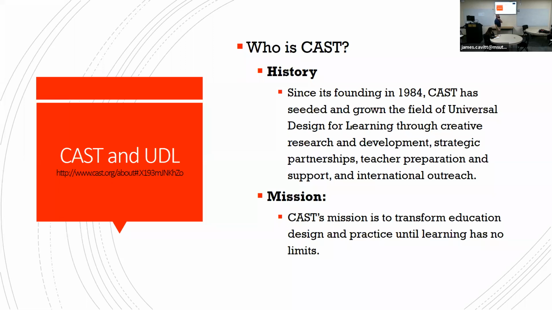So CAST was founded in 1984 when this all started. They started talking about universal design. CAST is a not-for-profit group that came out, and they provide trainings, teacher preparation, strategic partnerships, and international outreach. Their mission is to transform education design and practice into learning that has no limits. So in other words, they don't care if you have a disability or not. CAST wants you to have equal access to education and be able to learn at the most optimum piece.